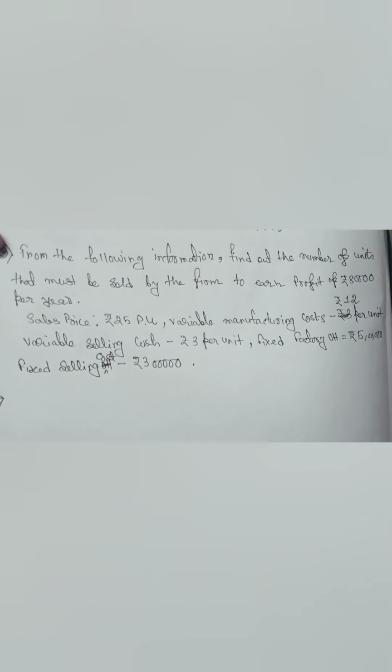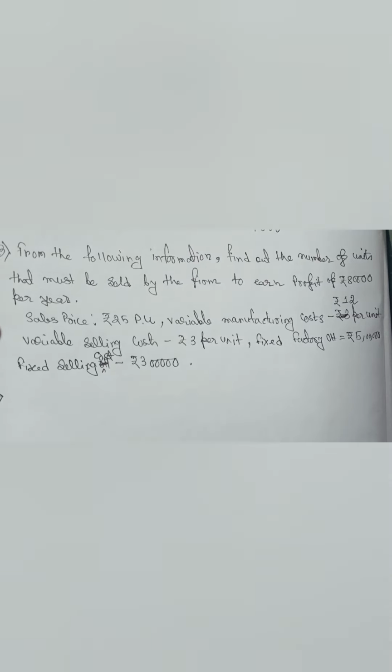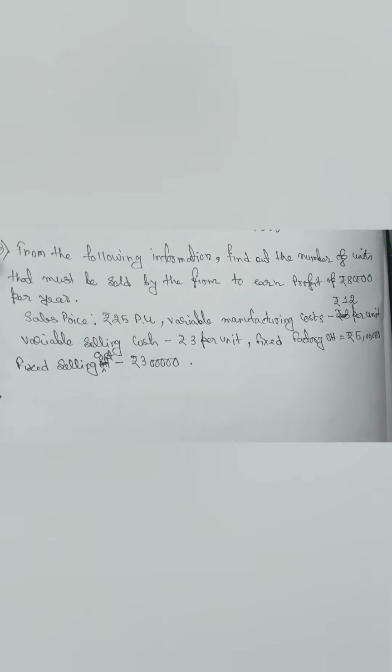So this numerical is from marginal costing. So let's read. From the following information, find out the number of units that must be sold by the firm to earn profit of rupees 80,000 per year. So here other information is given: sales price 25 per unit, variable manufacturing cost 12 per unit, variable selling cost rupees 3 per unit, and fixed factory overhead 5 lakh and fixed selling cost 3 lakh. So whenever the question asks you to calculate the number of units that would be sold to earn a particular amount of profit, you have to apply a particular formula.